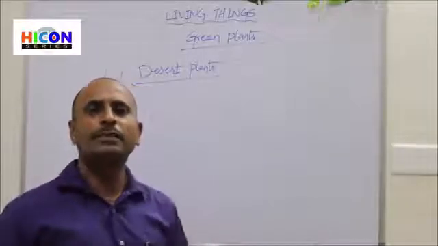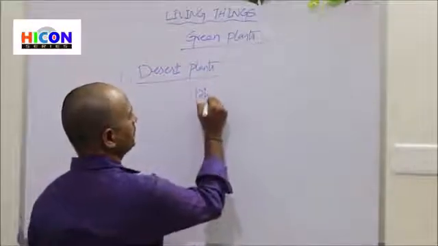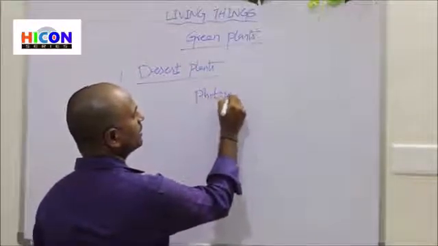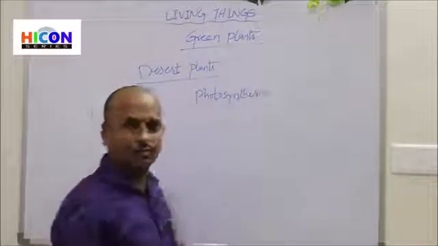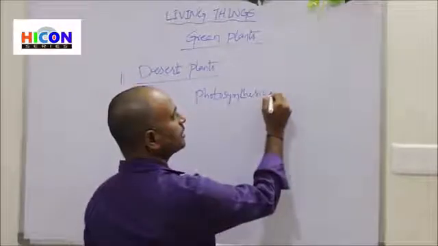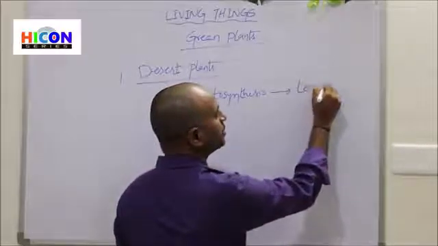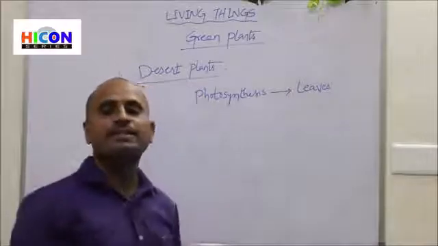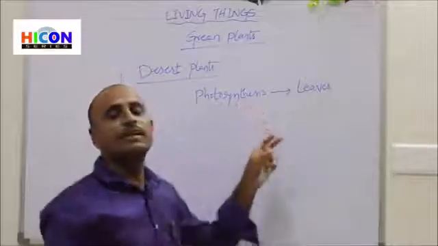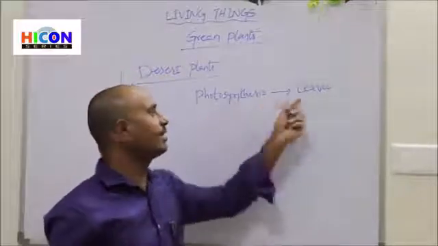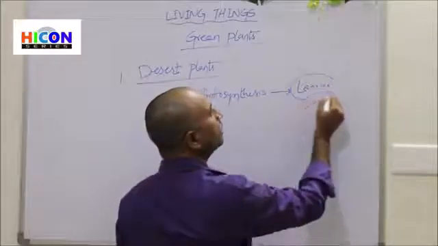Generally, plants prepare their food by using the process called photosynthesis. So by using photosynthesis, plants prepare their food. This photosynthesis process takes place in the leaves, that means in the green parts of the plants. Generally in plants, the leaves are green in color. So the photosynthesis process especially takes place in the green part of the plant. The green parts of the plants are nothing but leaves.